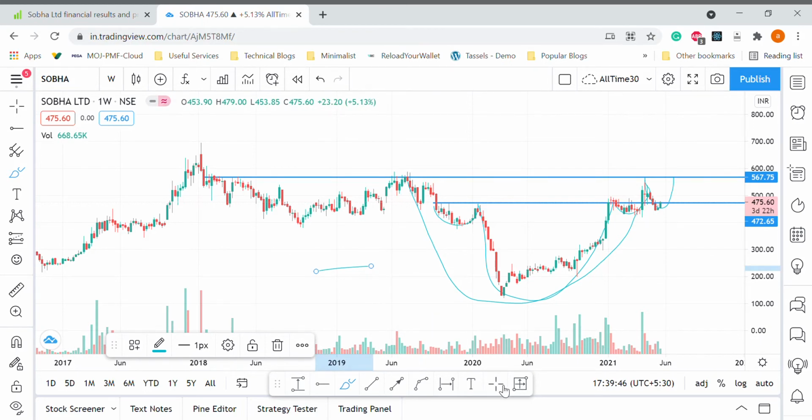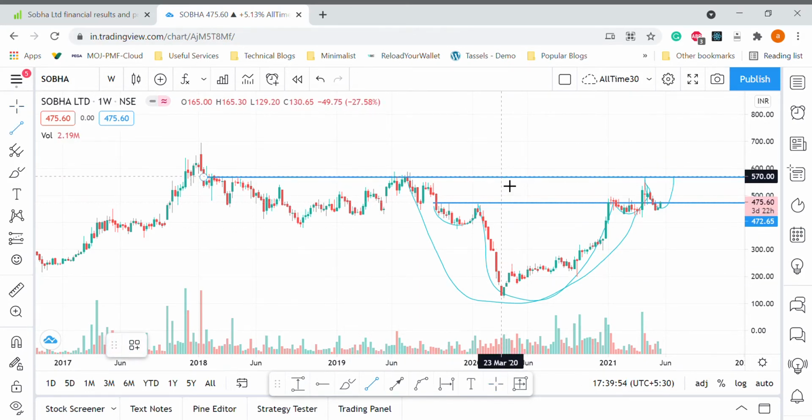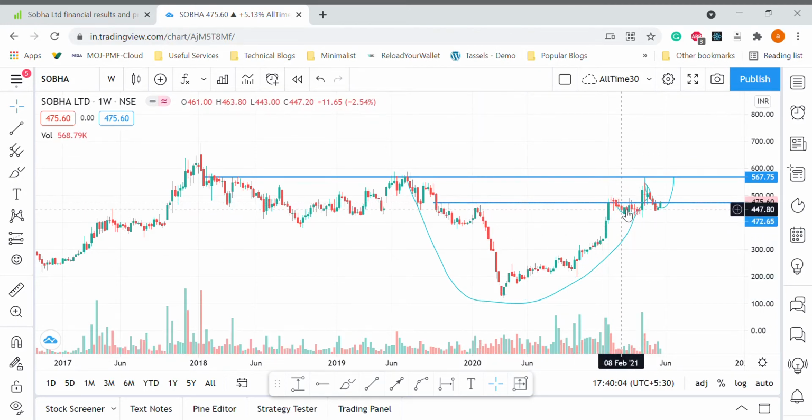So this I will remove. As I told you before, there are two kinds of targets we get. The target is the size of the depth of your cup. I'll remove the inverse head and shoulder pattern once, so that we can get the target clearly based on the time frame we're discussing. It's a long time frame. Based on that, the target right now is close to the depth of the head.